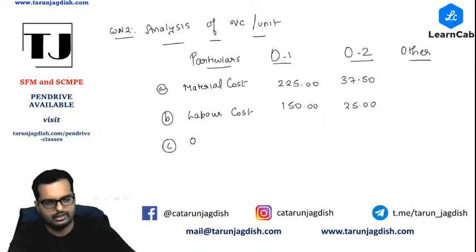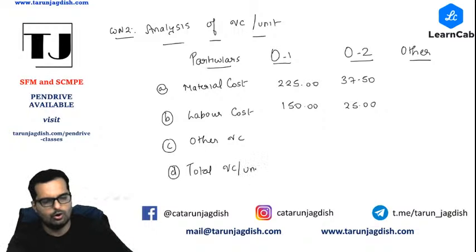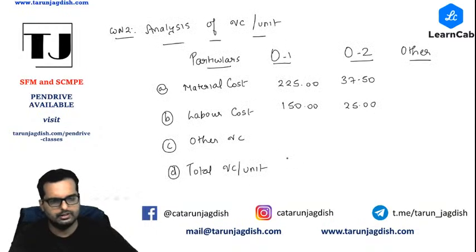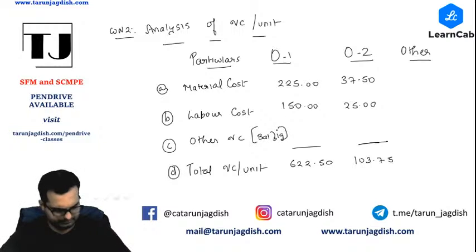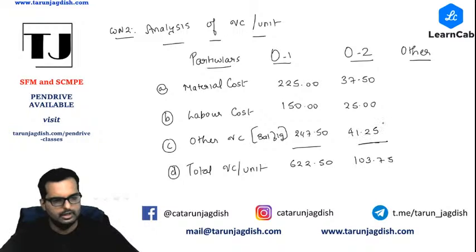Point number C, I'll keep it as other variable cost. From this, we should be getting the total variable cost per unit. So that would turn out to be 622.5 over here, and in the second case, it will be 103.75. From this, can we do a backward working and find out the other variable cost? This would be the balancing figure: 247.5. Second one would be 41.25.